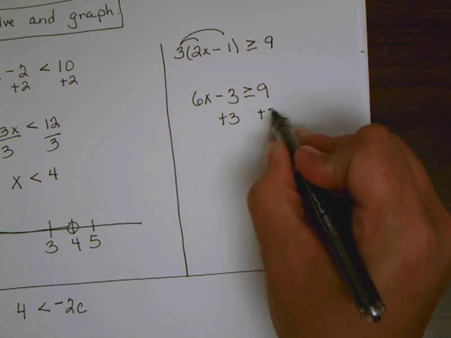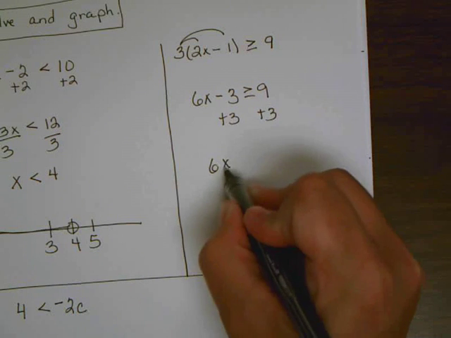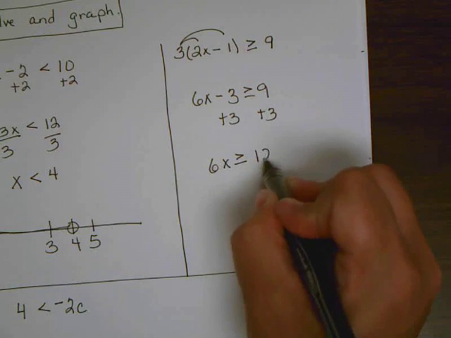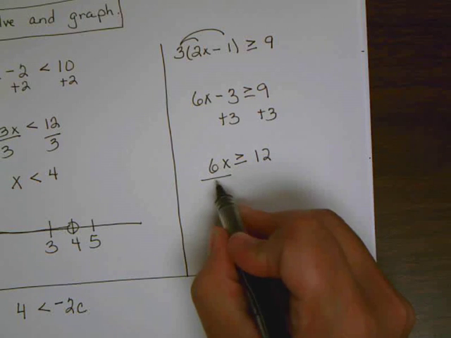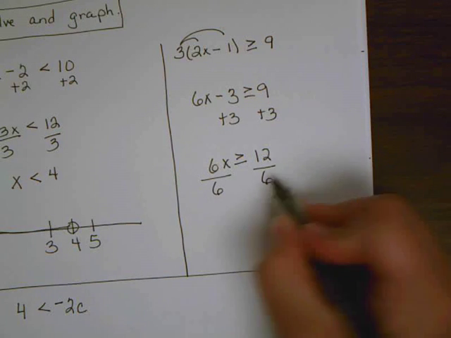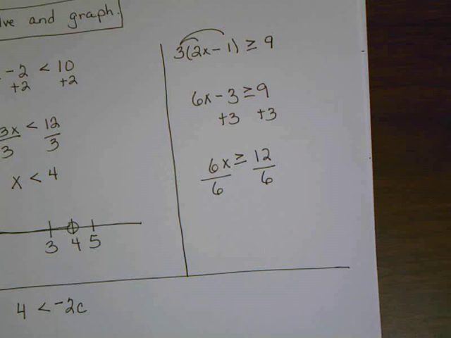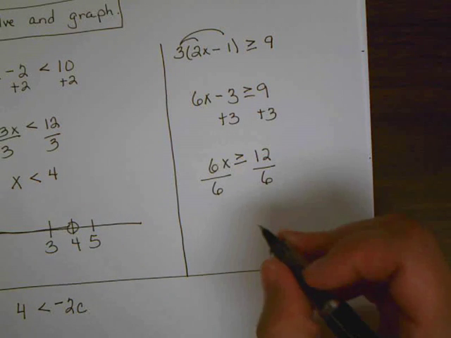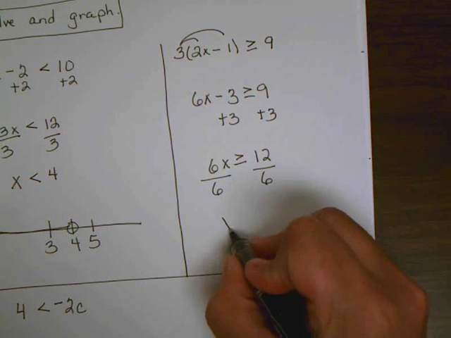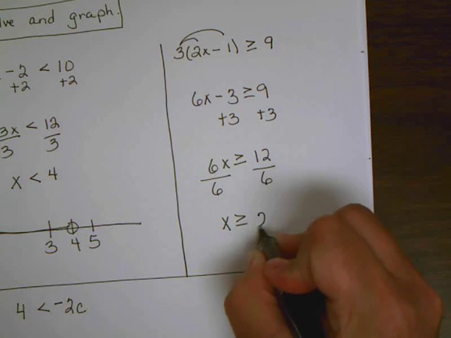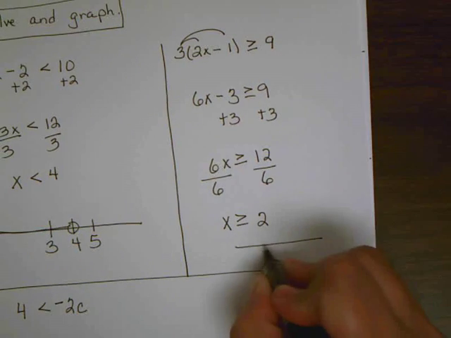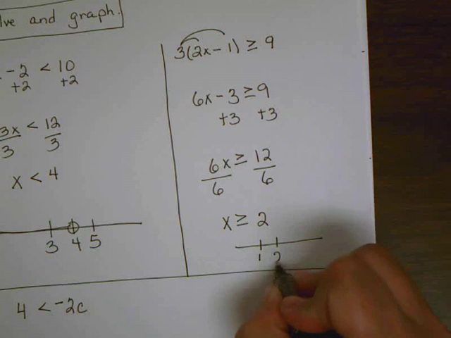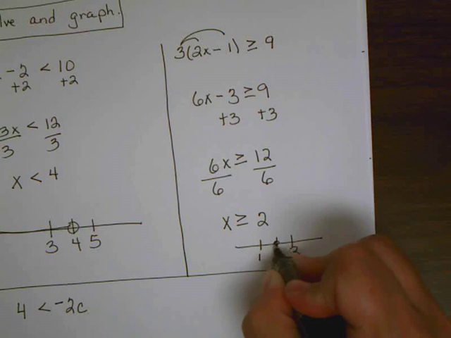And now I want to get x by itself, but first I'm going to get 6x by itself, so I add 3. Using inverse operations, bring down my inequality symbol, divide by 6. Now again, I divided by a positive number, so I don't switch my inequality symbol. I just bring it down the way it is. But if I multiply or divide by a negative, I do have to switch it. So x is greater than or equal to 2.